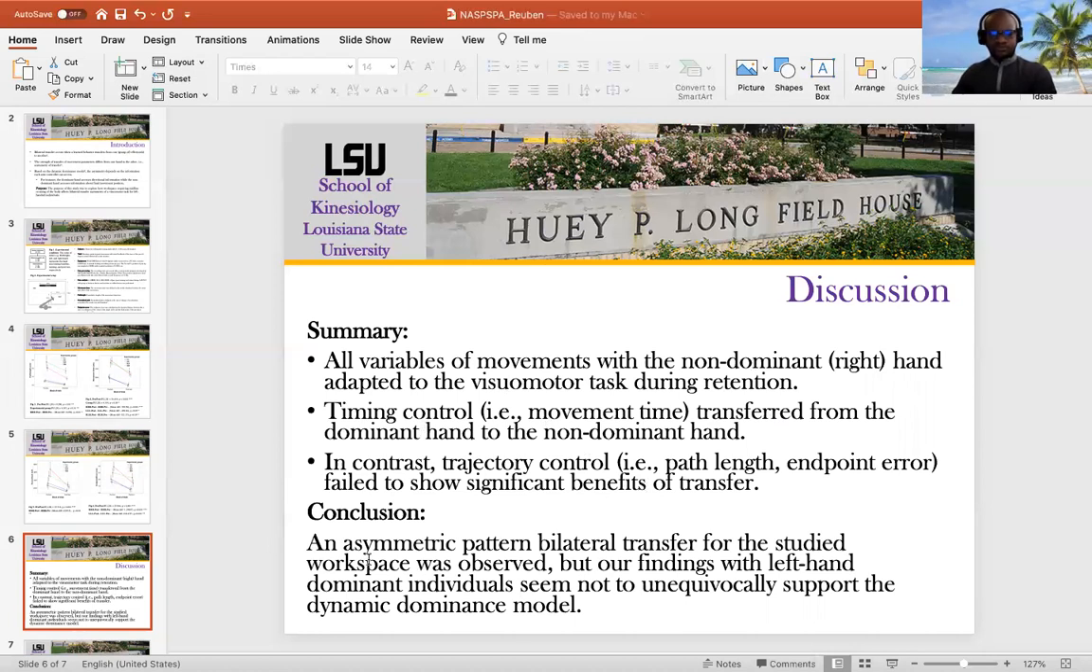So, what does this mean for the dynamic dominance model? There was an asymmetric pattern of bilateral transfer for the workspace we observed, but our findings for left-handed individuals did not seem to unequivocally support the dynamic dominance model.